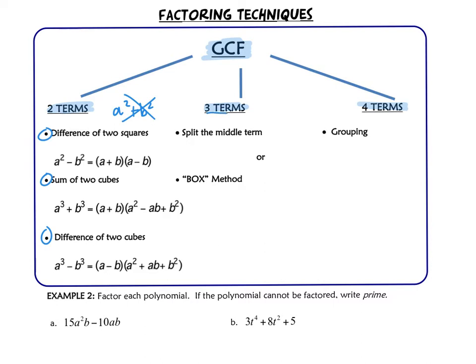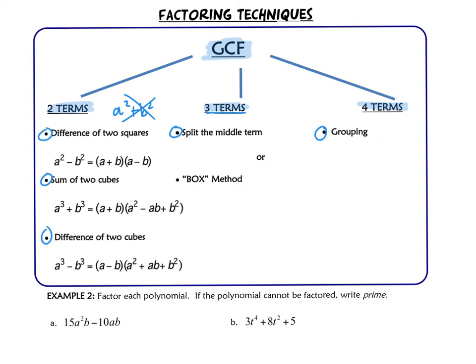If we have 3 terms, we're going to split the middle. Box method, I don't use, some of you may use. And then anytime we have 4 terms, we're factoring by grouping. That just means you're splitting the line down the middle.